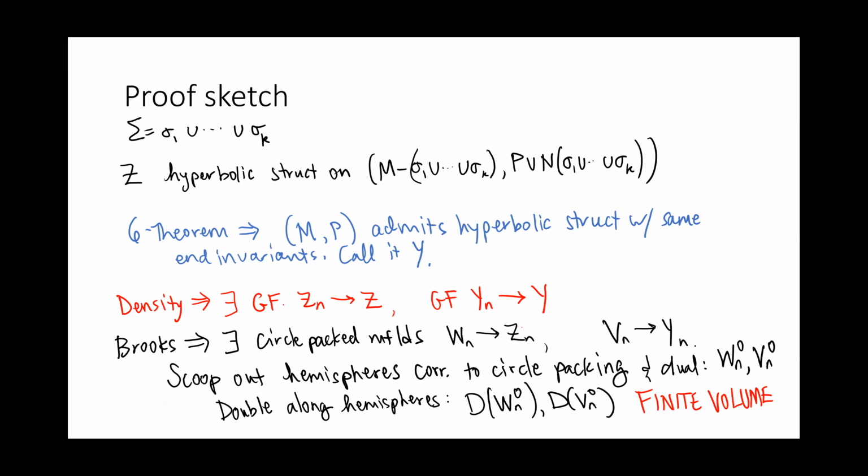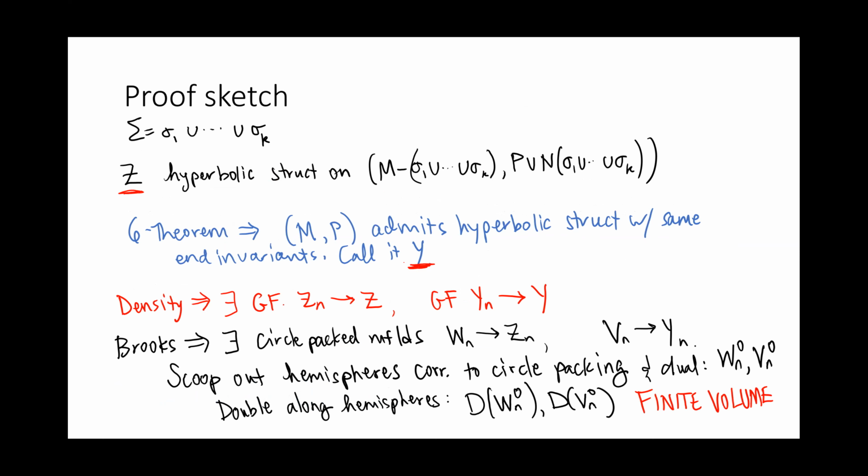Okay, so here we go. So we've got this link, sigma 1 through sigma k, and we're starting with a hyperbolic structure on the interior of this paired manifold. All right. So the previous theorem tells us that we get a hyperbolic structure with the same end invariants on the filled manifold. So we're going to call this one Y. So we have part of the theorem already. We have that it's hyperbolic. We don't have any bounds at this point.